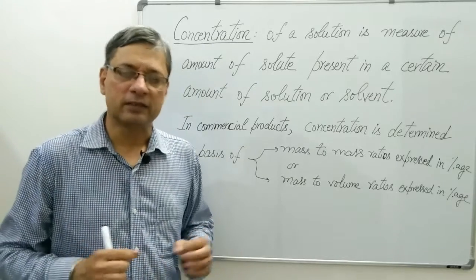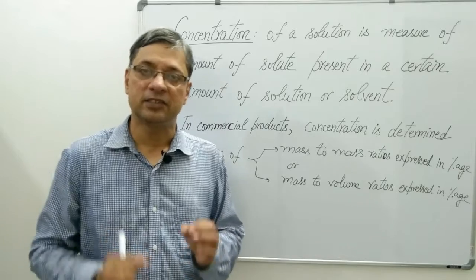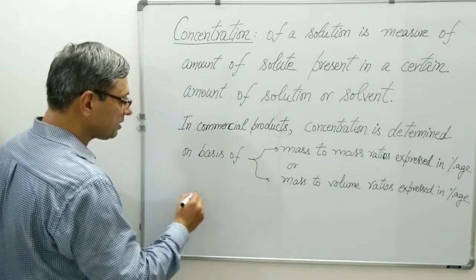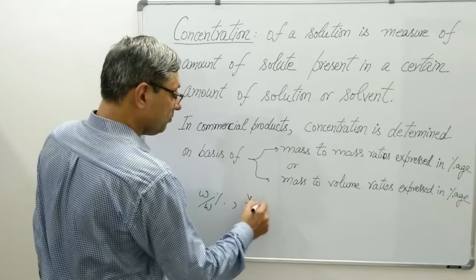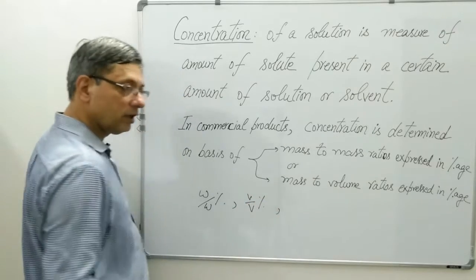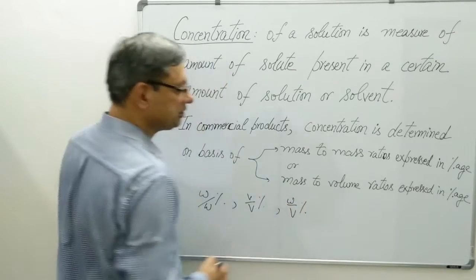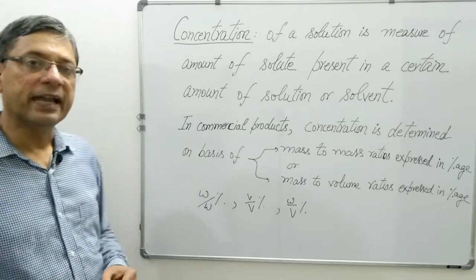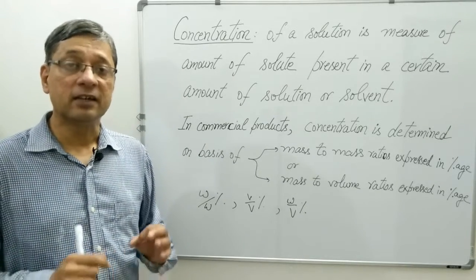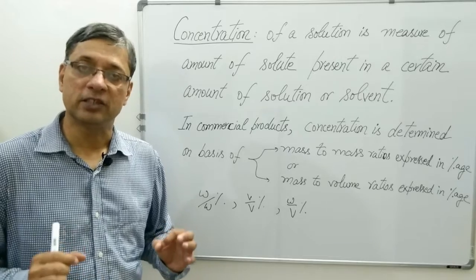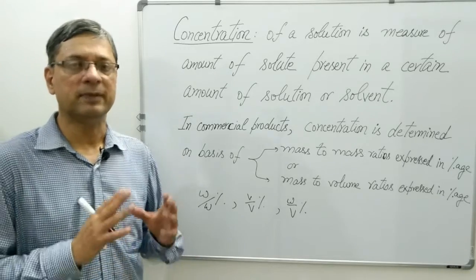In commercial products, the terms used for expressing concentration are weight by weight percentage, volume by volume percentage, or weight by volume percentage. These are the three expressions which you will generally find written on the commercial products that you purchase from the market. Let me explain.